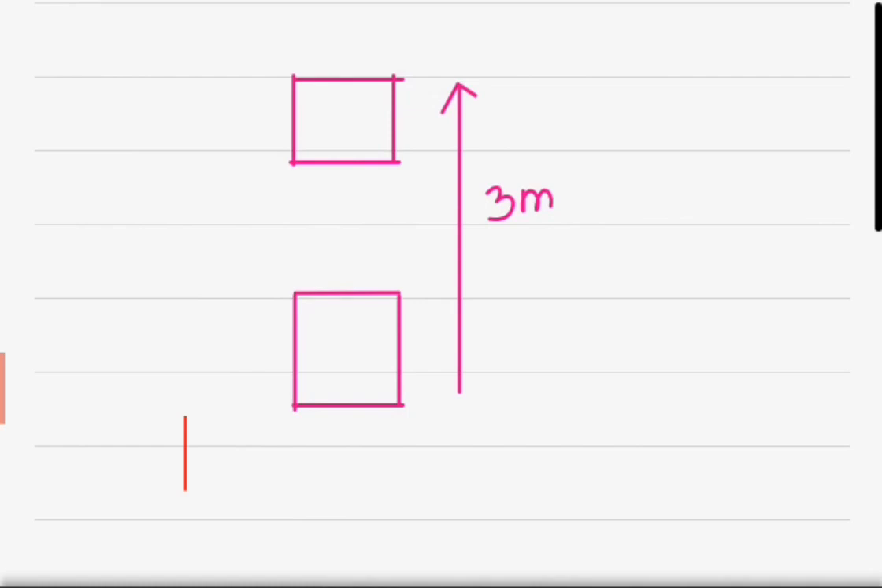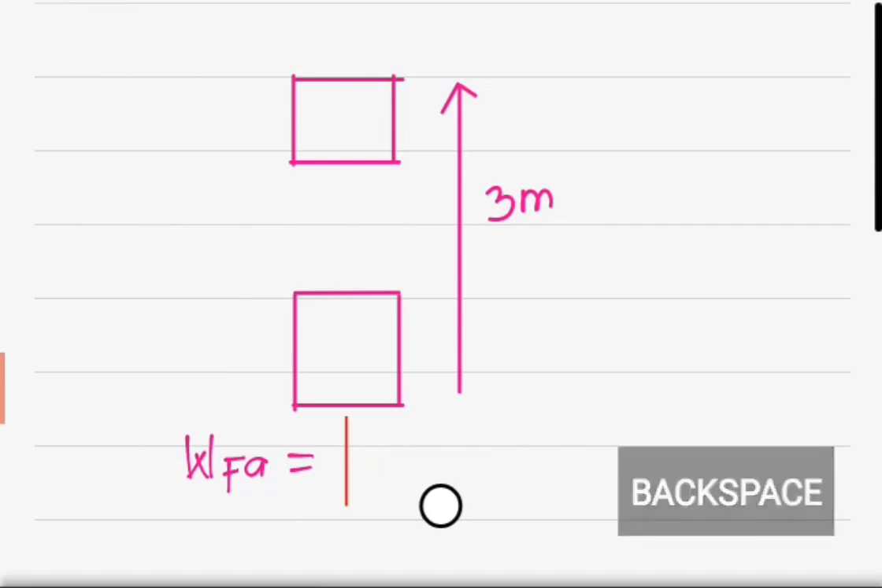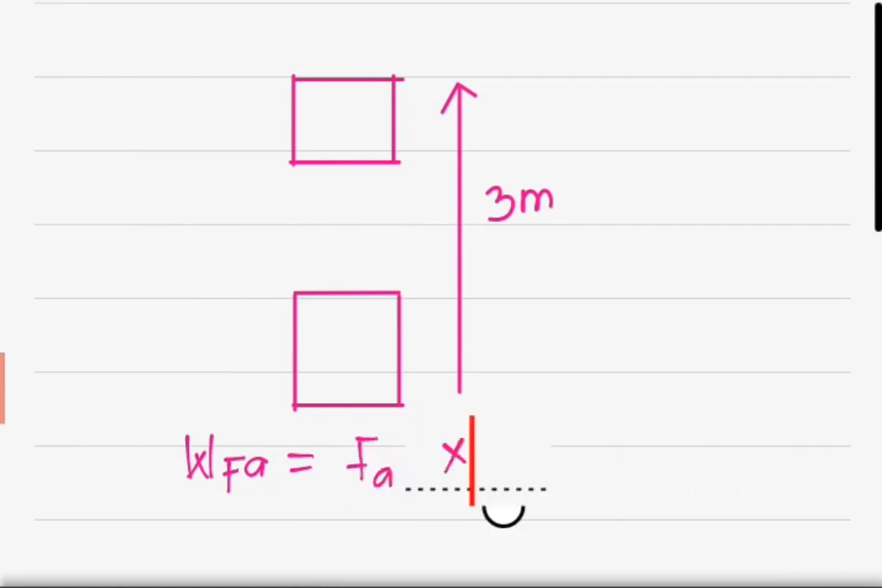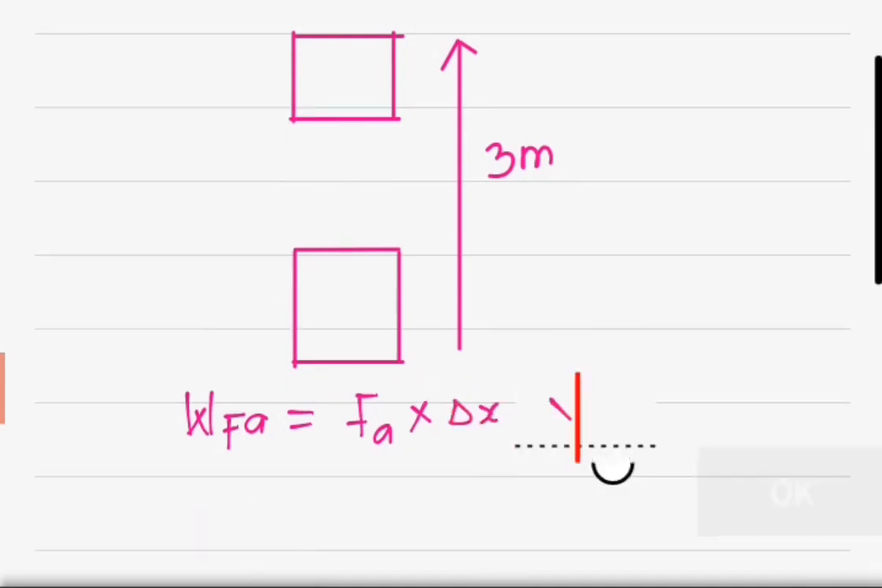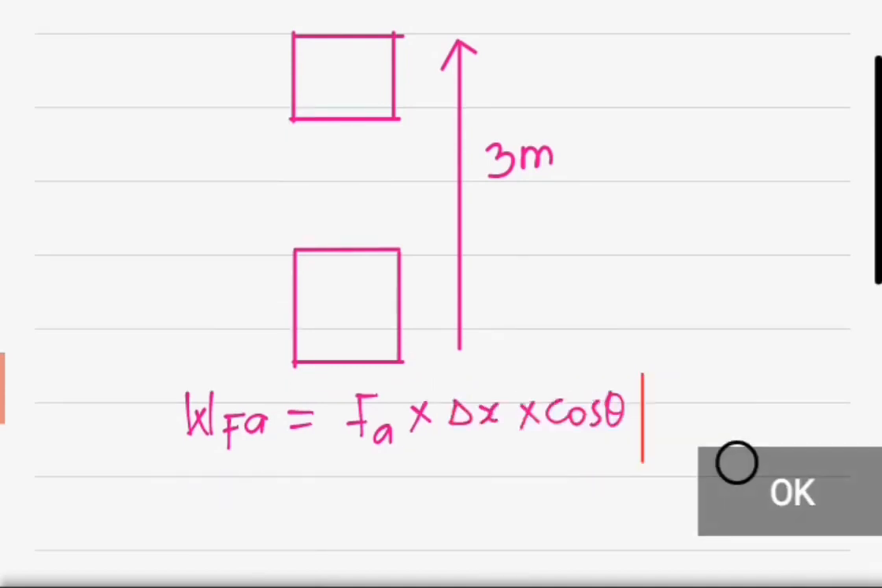Alright, so let us look at another situation. Now, let us say you have a box and then you move this box a certain height, h, above the ground. So the work done due to the force applied is going to equal the force, that is your applied force, times your displacement times the cosine of the angle between the force and the displacement.